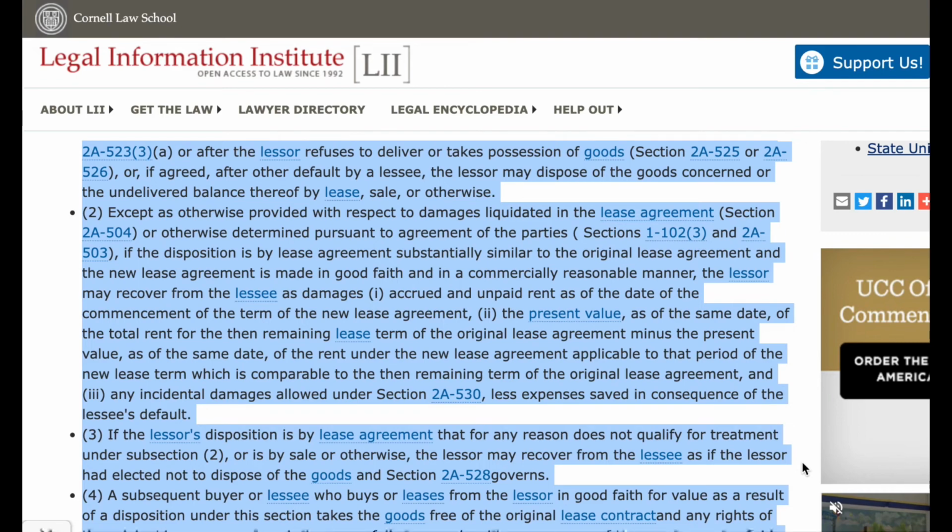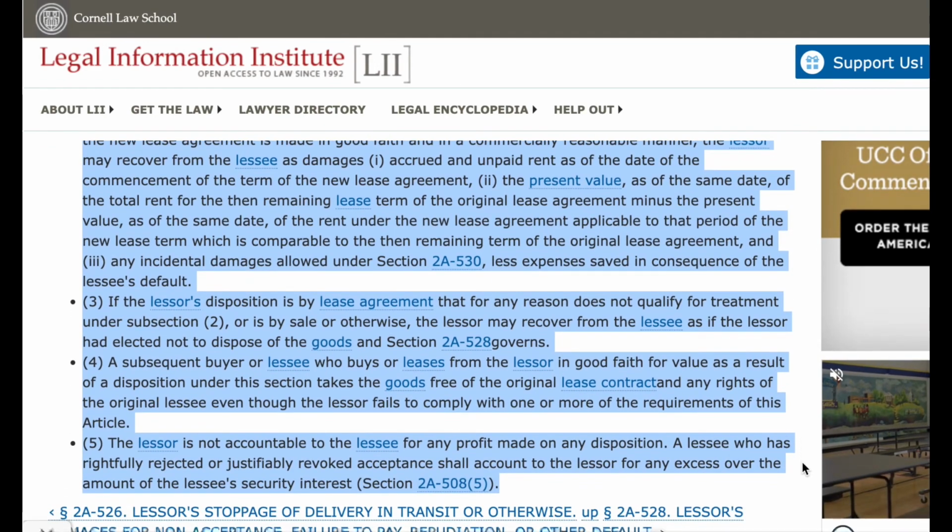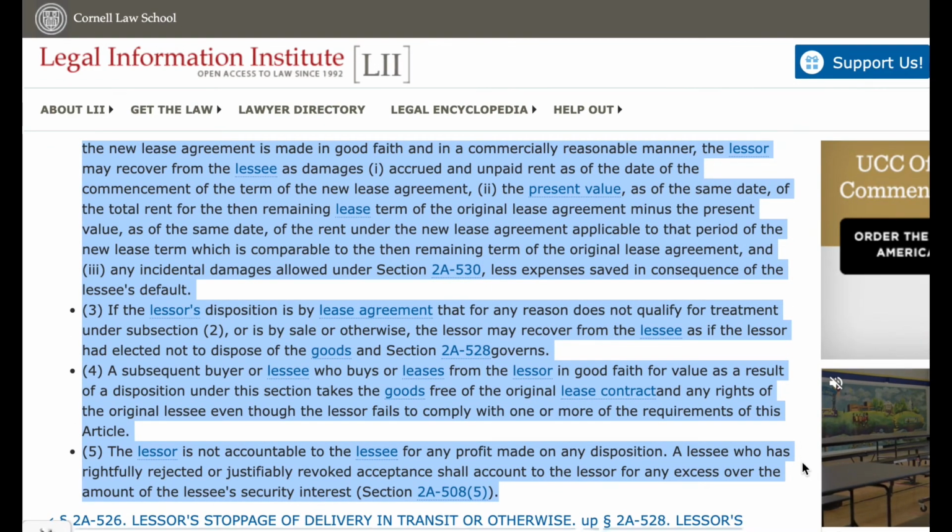3. If the lessor's disposition is by lease agreement that for any reason does not qualify for treatment under subsection 2, or is by sale or otherwise, the lessor may recover from the lessee as if the lessor had elected not to dispose of the goods, and section 2A-528 governs.